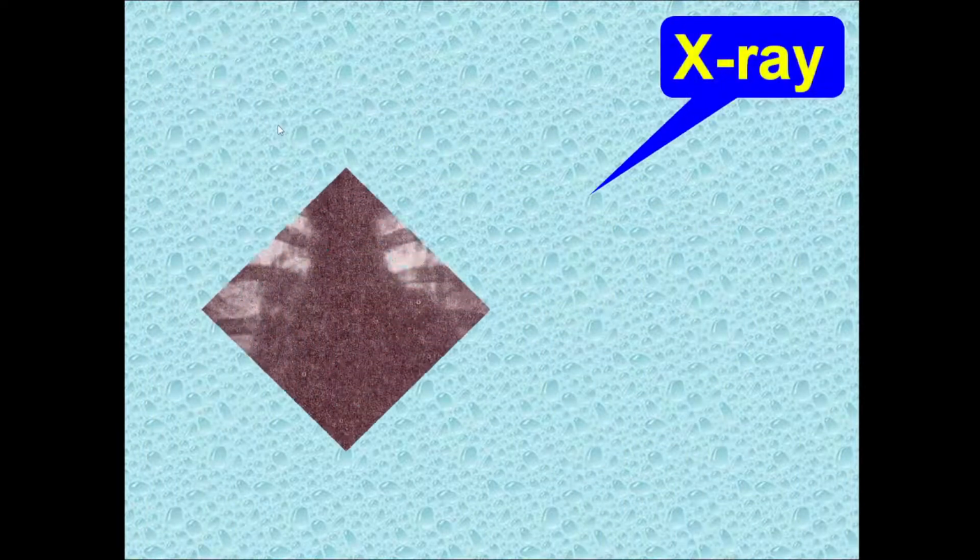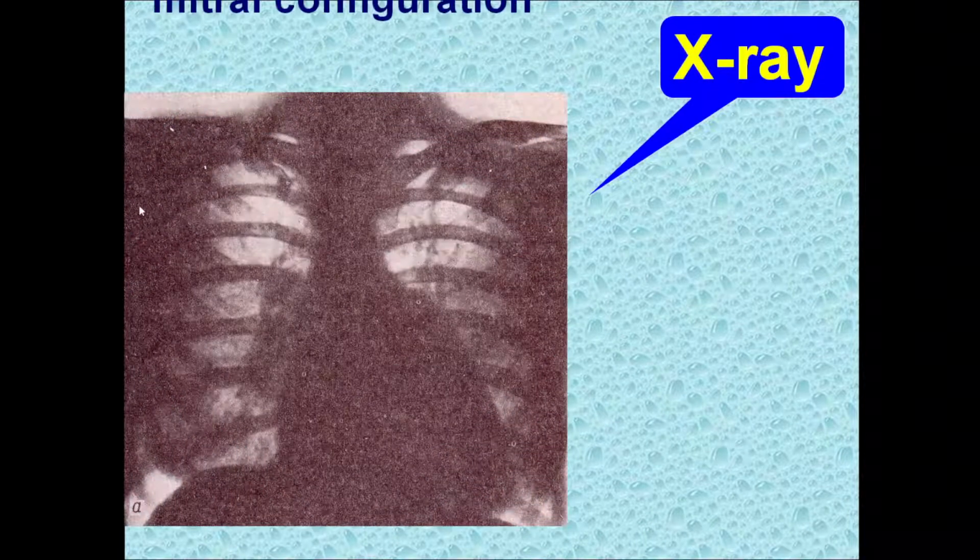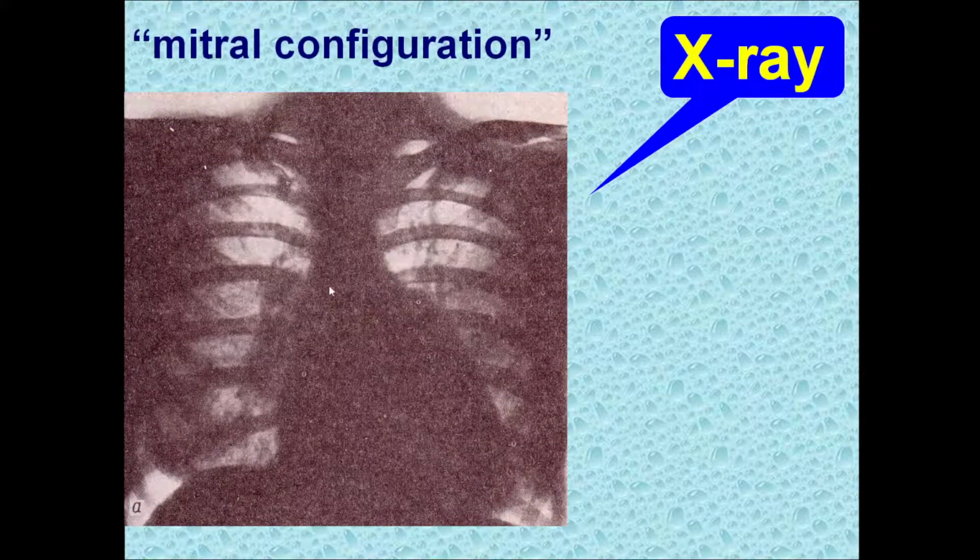X-ray examination reveals mitral heart configuration, but it is more intensively displaced to the left because of hypertrophy of the left ventricle, left atrium, and slightly the right ventricle, a ball-like configuration of the heart.